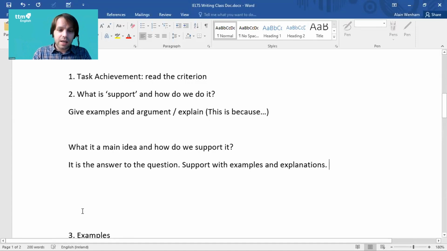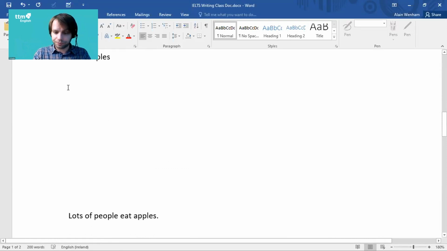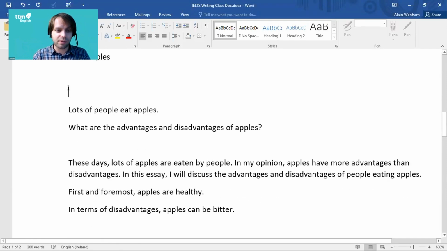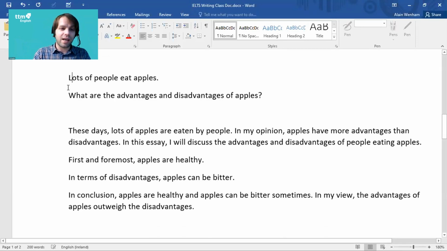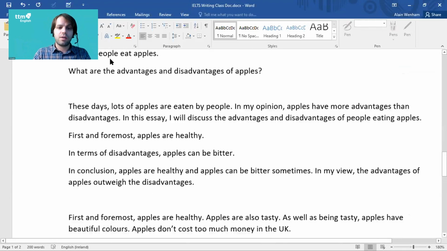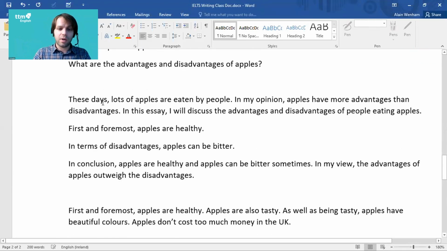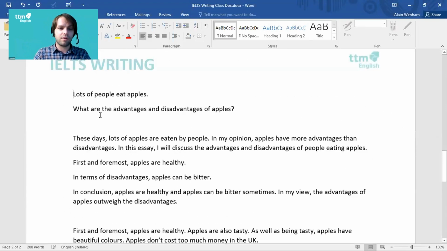Now, let me show you an example of an essay I've written, okay? I've made it very silly and simple. But you guys need to think about this. This is my essay, my silly essay, all right? So I'll just give you a little bit of time to read this. Tell me when you're finished reading my IELTS Task 2 essay.